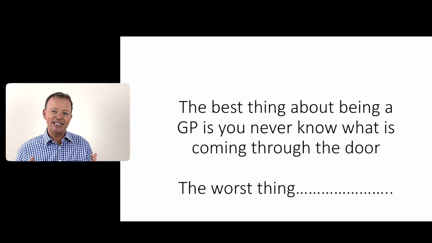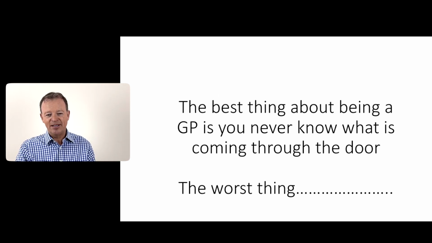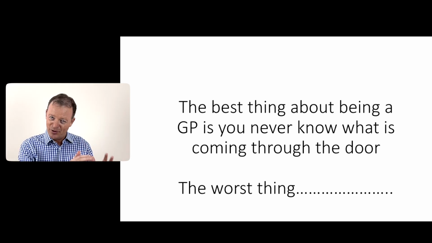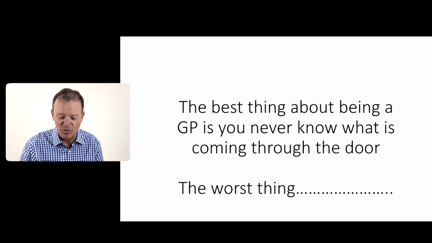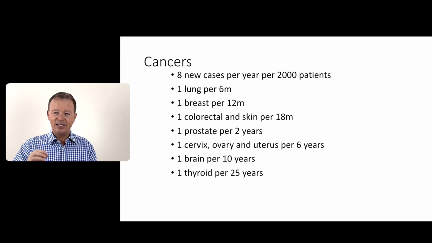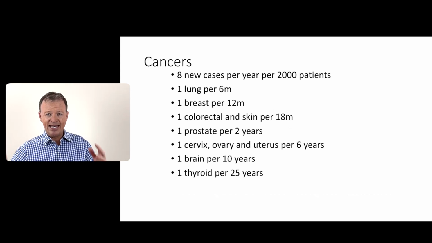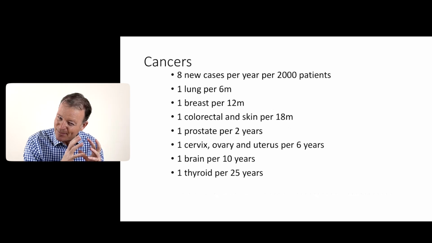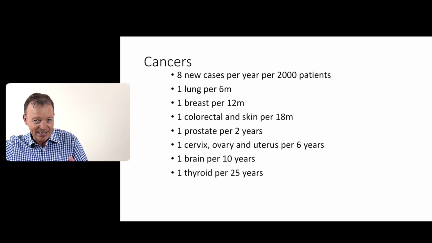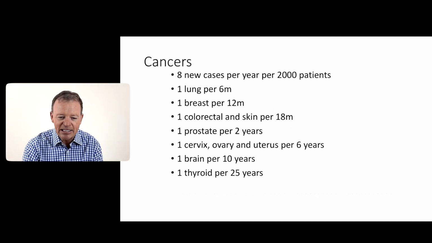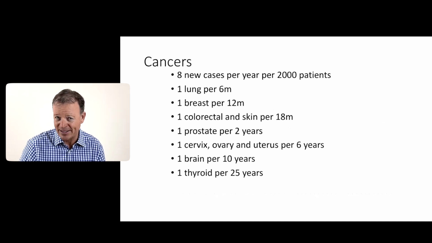My trainer was a fascinating man. I loved him dearly and he taught me a huge amount about general practice. And he always used to say, the best thing about being a GP is you never know what's coming through the door. And the worst thing about being a GP is you never know what's coming through the door. And he was absolutely right. But certainly as a trainee, everybody who comes in with a neck lump, you assume they've got a thyroid cancer. Everybody with a cough, you assume they've got lung cancer. But just by way of reassurance, just to make you relax a bit, try and forget about the diseases and try and think about the behaviour, then we only get 8 new cases per year per 2,000 patients.